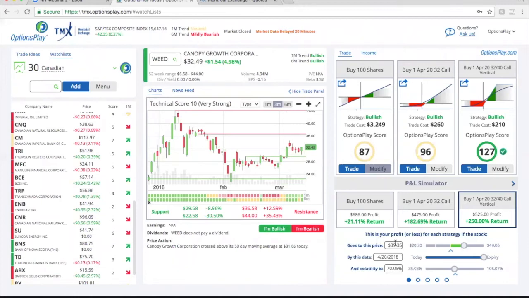And what we do is instead of trying to calculate delta and theta and how that affects your option prices, we do all of that calculation for you. You just have to tell us where you think the stock's going to go.